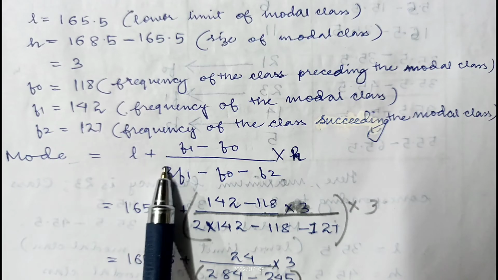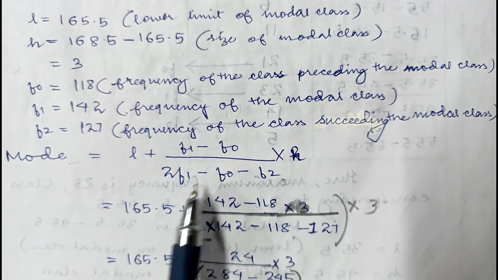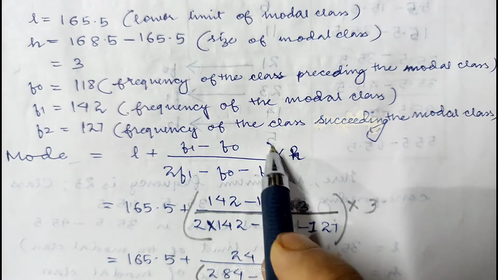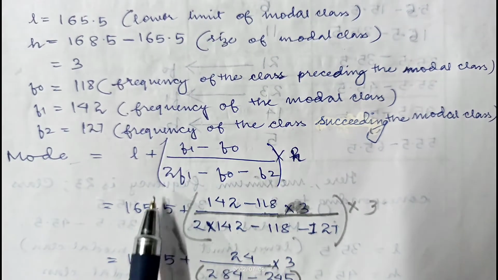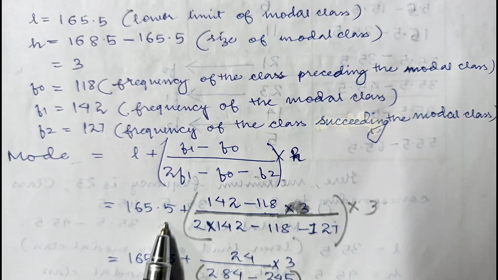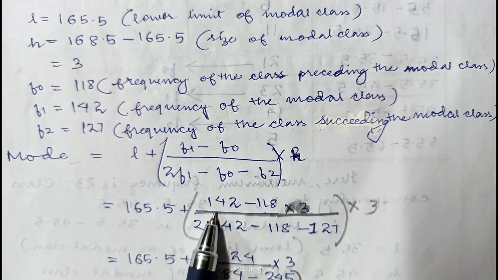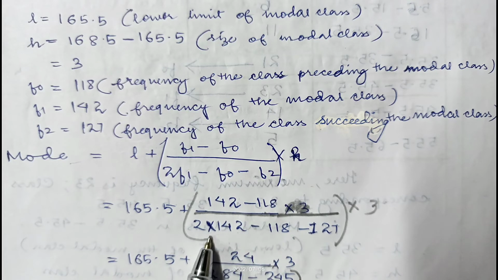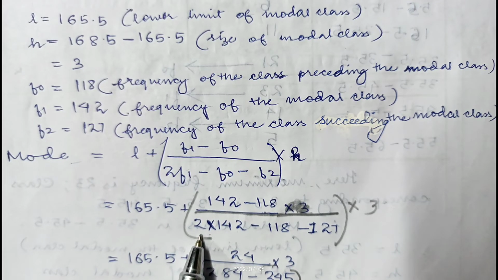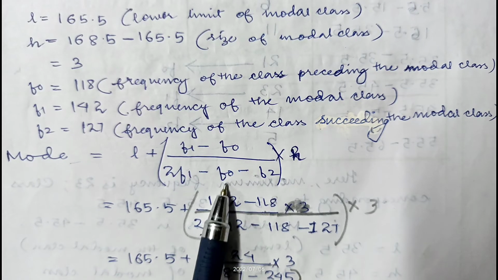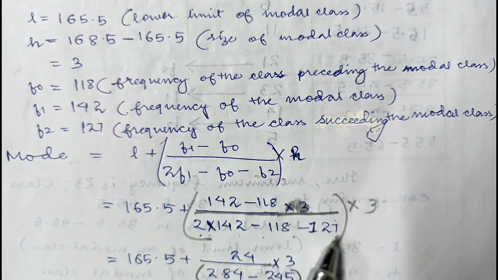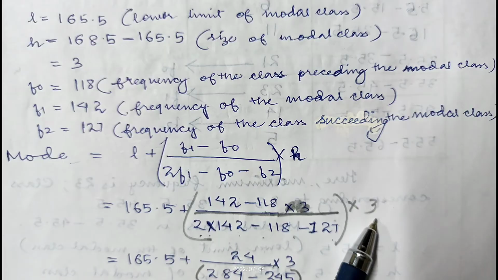The mode formula is L plus (F1 minus F0) by (2F1 minus F0 minus F2) into H. Here just place one bracket. So L is 165.5 plus F1, we got 142, minus F0 which is 118, by 2F1, so it will be 2 into 142, minus F0 which is 118, and minus F2 which is 127, into the height of the class, which is 3.